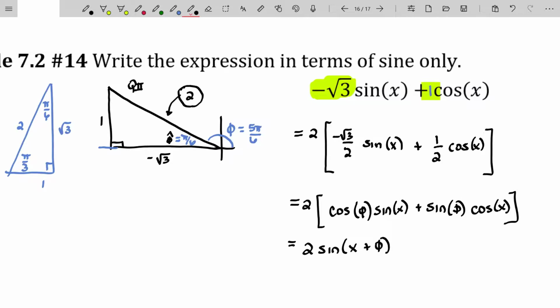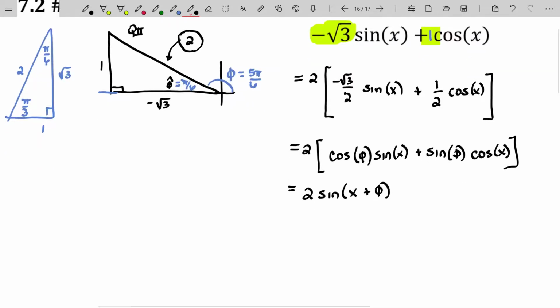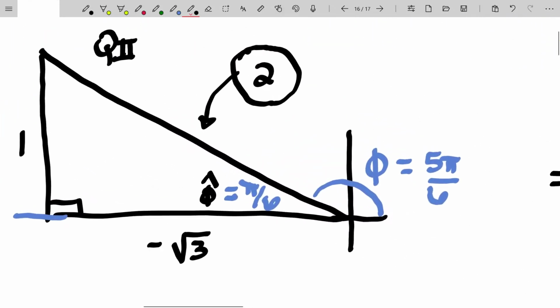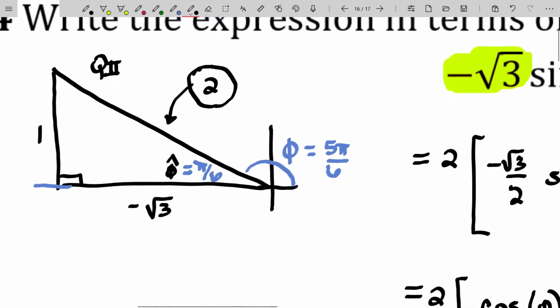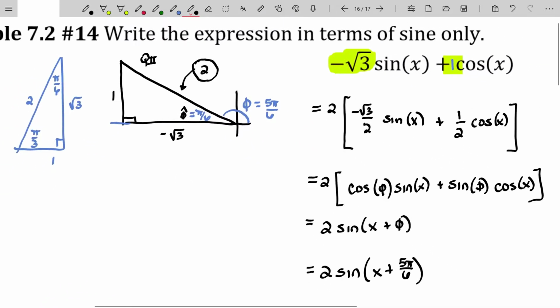But we happen to know what phi is. It's 5 pi over 6. So I could just say that's 2 times the sine of x plus that 5 pi over 6 that we found, because again, we have a reference angle of pi over 6, and our actual angle is in quadrant 2, so our actual angle must be 5 pi over 6.